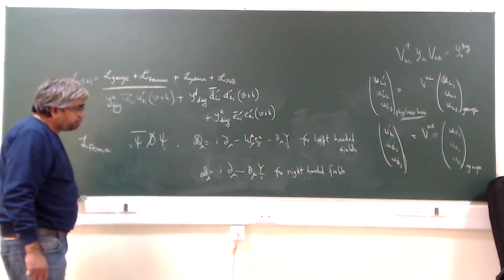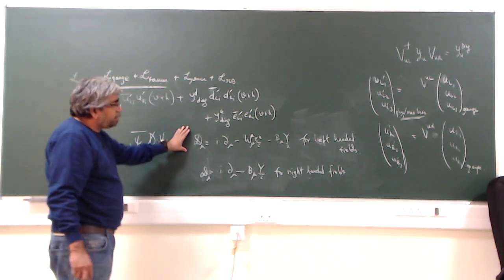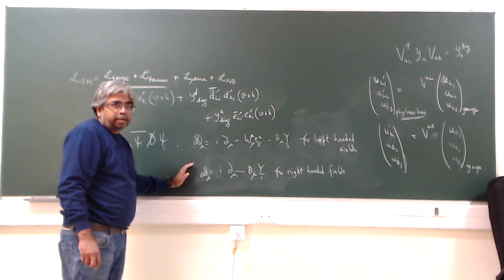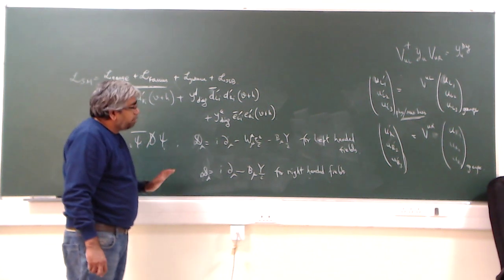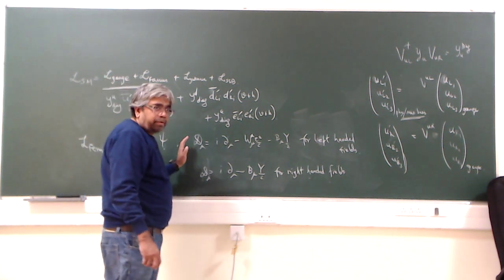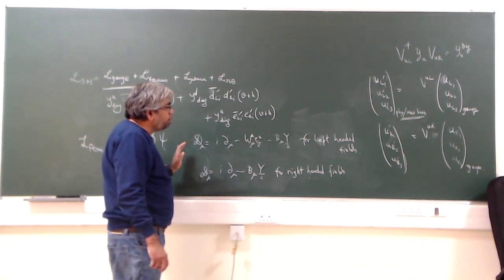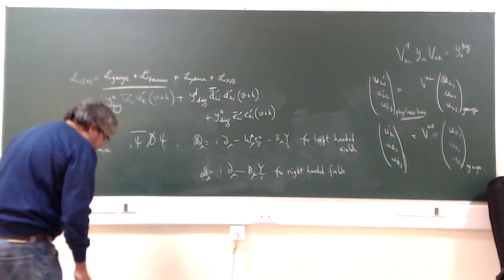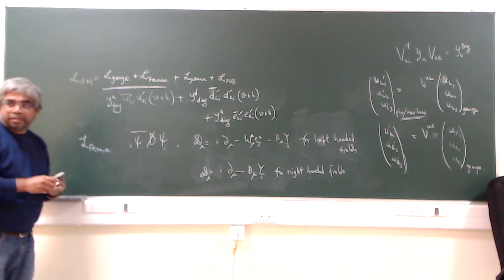How does that happen? You write all the terms with left-handed. You write all the terms with right-handed. But when you break the symmetry, two new linear combinations come. This is something which you were asking the other day.